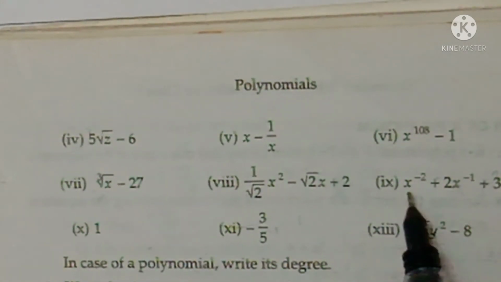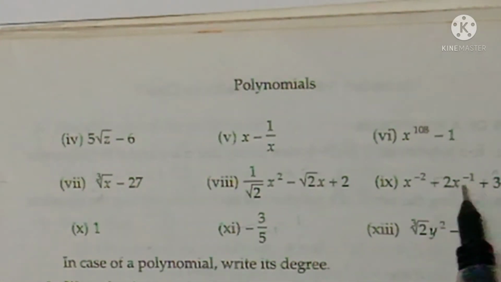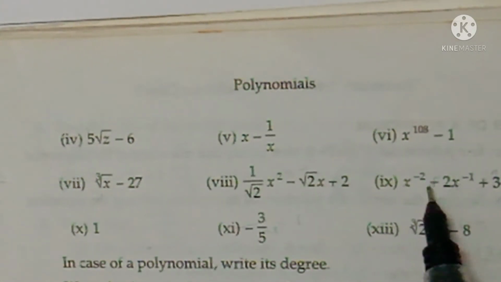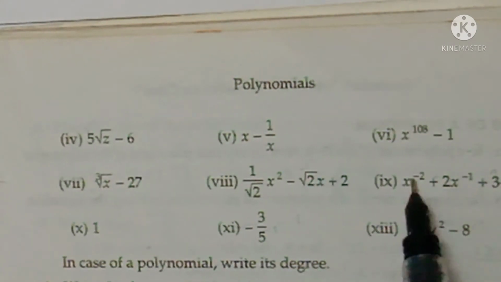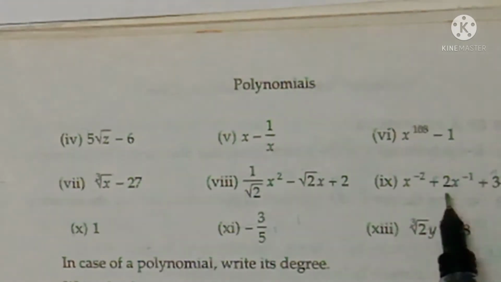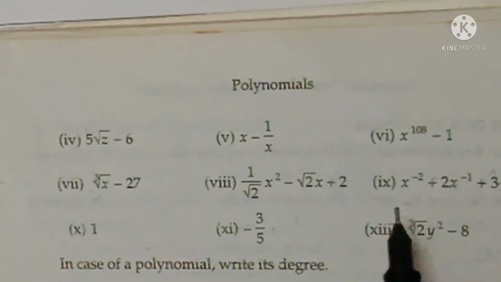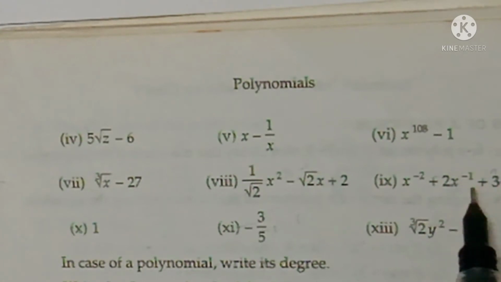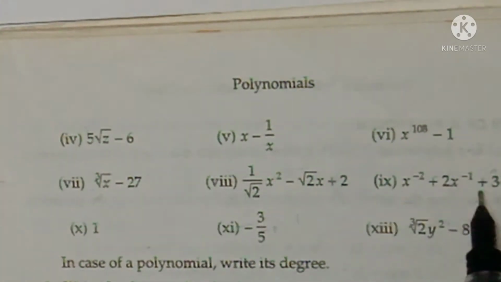See the 9th part. Here you are looking that the powers of x are not in the form of non-negative integral powers. These powers are negative, so these are not whole numbers. The variable does not have powers in the form of whole numbers. So this is not a polynomial.